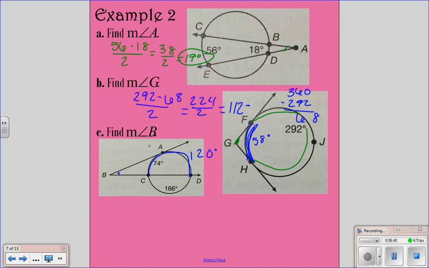And so now we're going to say 120 minus 74 and divide by 2. And so if you subtract those, you're going to get 46 divide by 2, and that's 23 degrees. Okay, so that's how you would work that one.